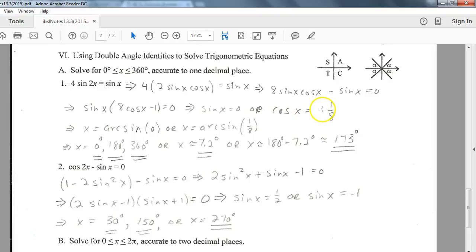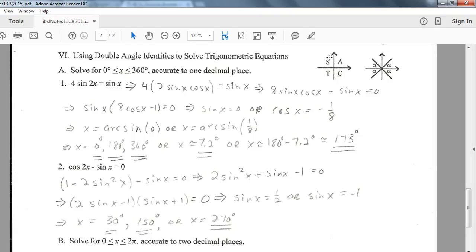Something that has to stand out to you right off the bat, where are your cosine values negative? Right here they're negative, and right here they're negative. So my two answers for this need to come from quadrant 2 and quadrant 3. So when you do the inverse cosine of negative 1/8, you get 97.2 degrees. So if you're here, you're traveling, that's 90. So 97.2 is going to be right about here. So that's our first answer, is 97.2 degrees.